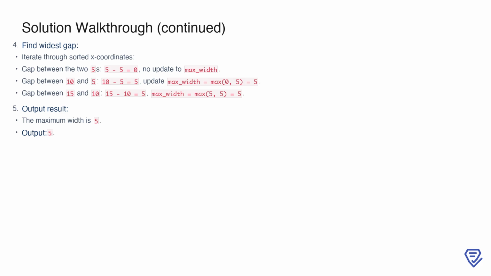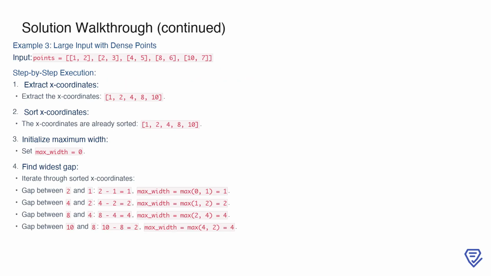Next, the gap between 10 and 5 is 5, so we update max_width to the maximum of 0 and 5, which is 5. Finally, the gap between 15 and 10 is also 5, but since max_width is already 5, there's no change. At the end of these calculations, the maximum width remains 5, so the output for this example is 5.